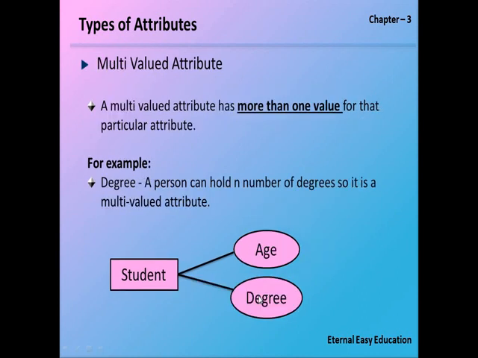Then multi-valued means the same entity can have an attribute with multiple values. For example, student is an entity with attribute age and degree. Age can be one value, but degree can be more than one value. BA, MA, BSc, MSc, like that, the value can be more than one.